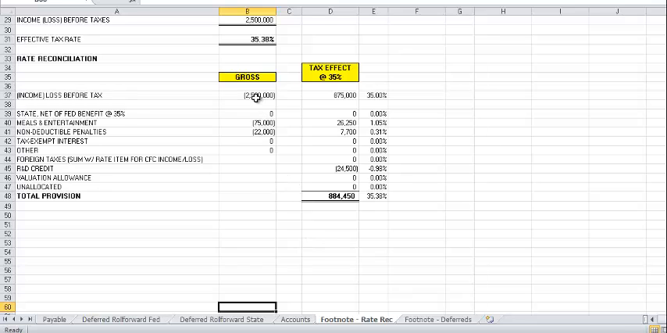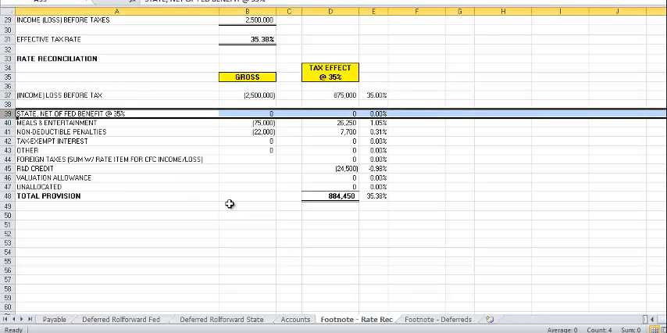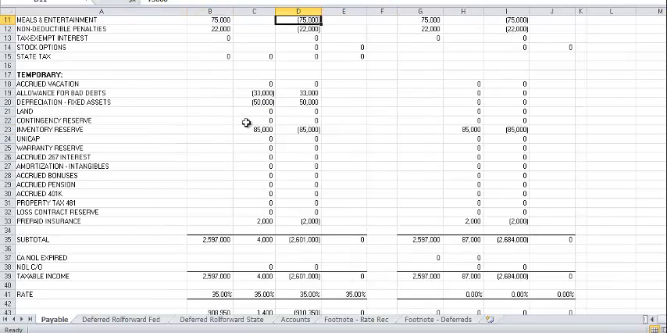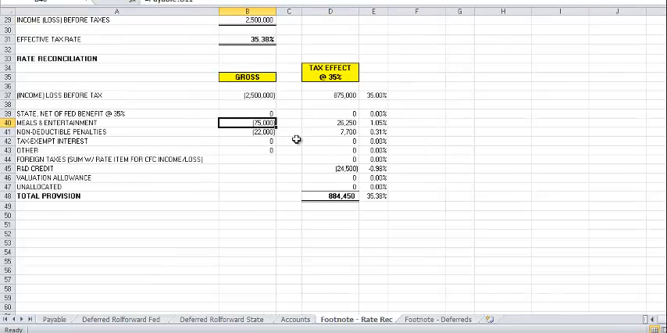And then from a rate rec, I have my 2.5 million of income pre-tax, and I would expect, using a 35% rate, that to tell me I have 875 of expense. And this one is easy peasy because I have no state tax. So I enter my two perm items, and those, you can see, they're just linked to the payable tab. And calculating at 35%, I get those effects. And then finally, I have a credit, and you'll notice that that credit is just the current year credit.